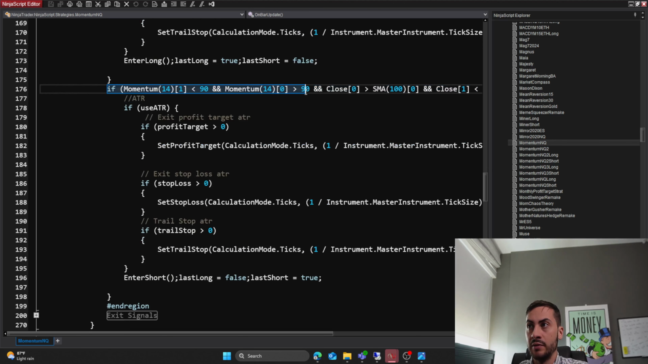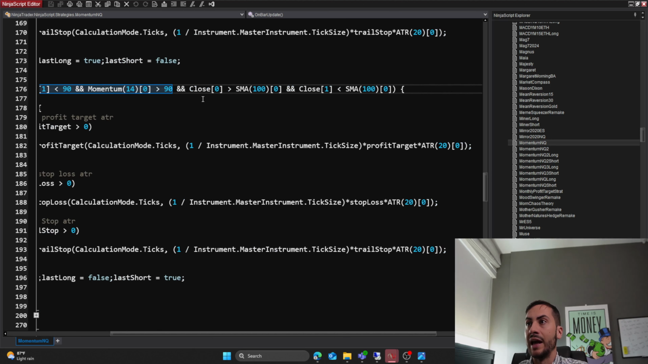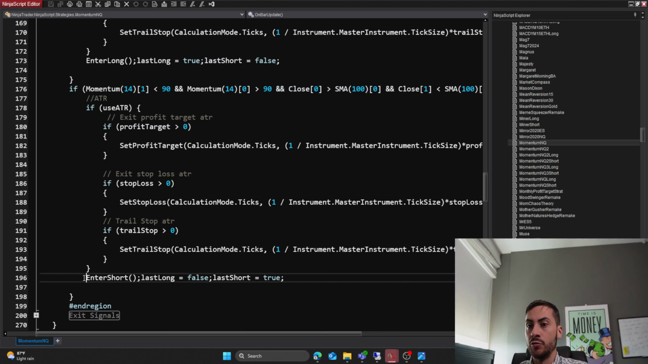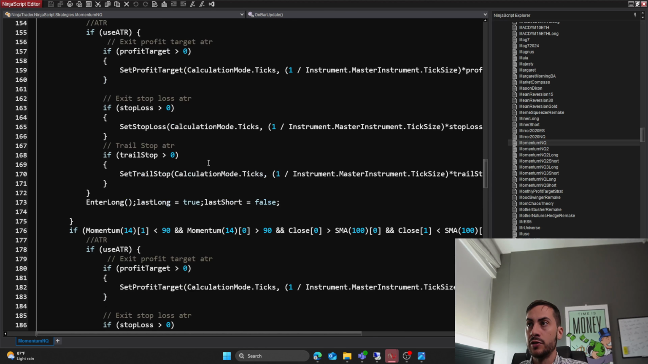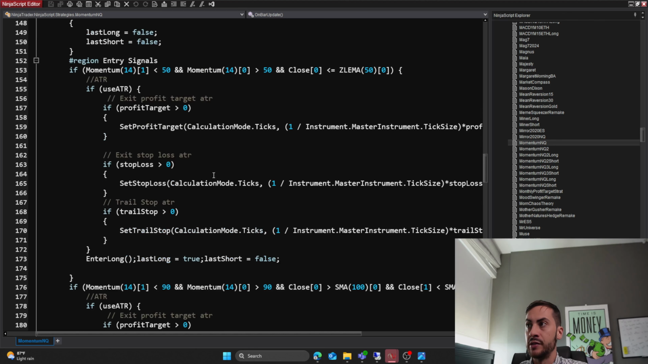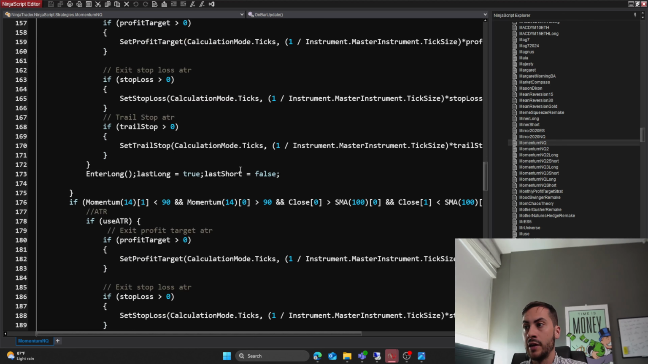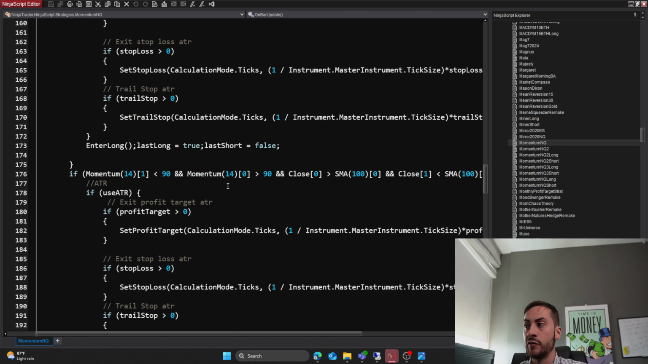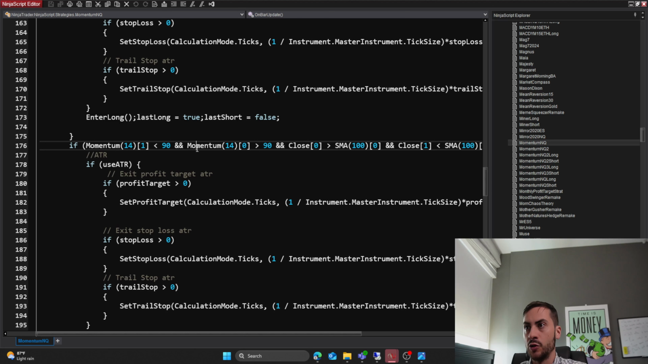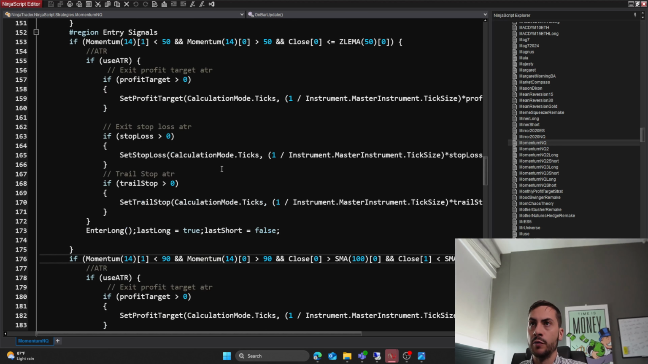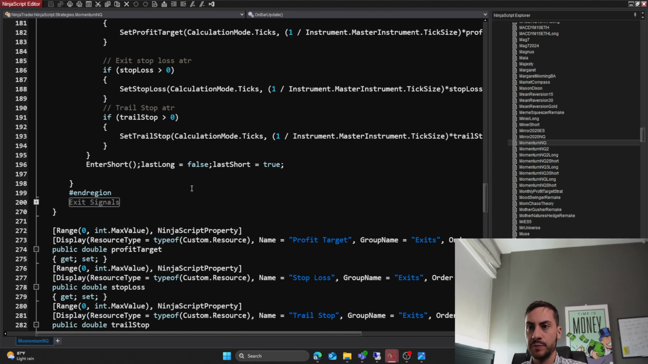The short side looks like if the momentum is crossing above a value of 90 and the close price is crossing above the 100 period SMA, simple moving average, we are going to go short, enter short down here. ATR is not being used. So momentum on both sides, but the long side's using the zero lag EMA and the short side's using the simple moving average of 100. So we sort of have two conditions here for both. We're always doing a momentum check, and then we're checking some type of moving average.